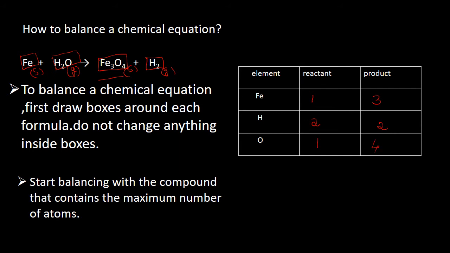4. How to make it equal on both sides? You will make it a 4 by multiplying with the 4. So in front of what I have to write? I have to write a 4. So oxygen is balanced now. What about hydrogen? Hydrogen has become 8.